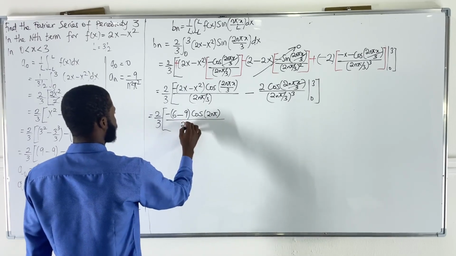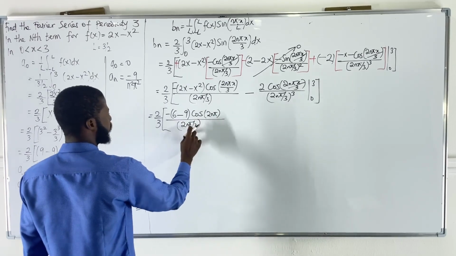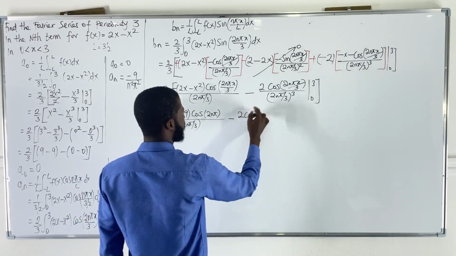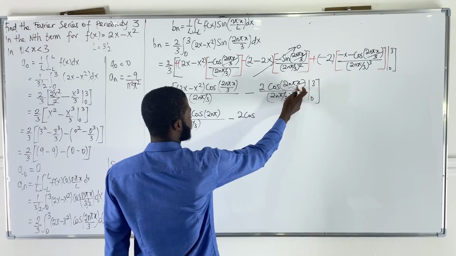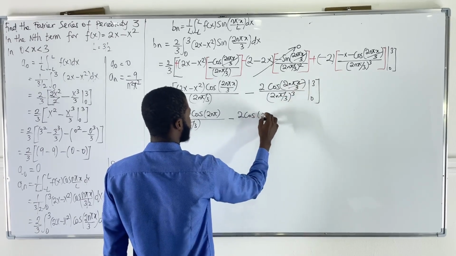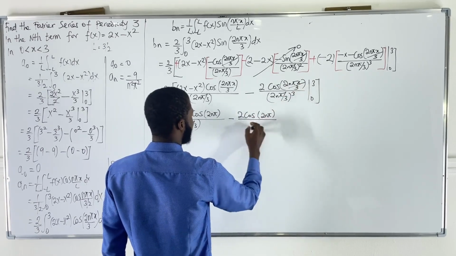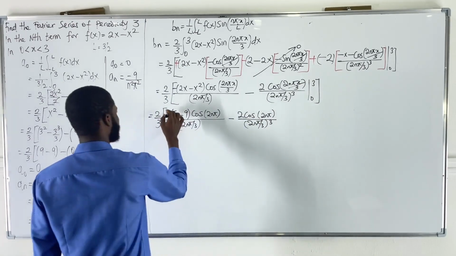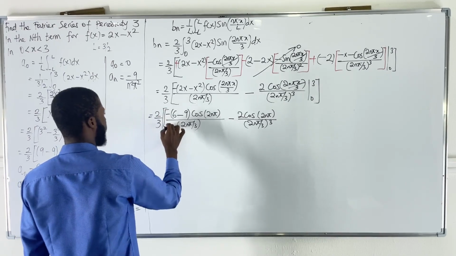All over 2n pi over 3. So keep this one. Minus 2 cos. If you put the 3, we cancel that 3. So this will just be 2n pi over 2n pi over 3 cubed. So this is the upper limit.